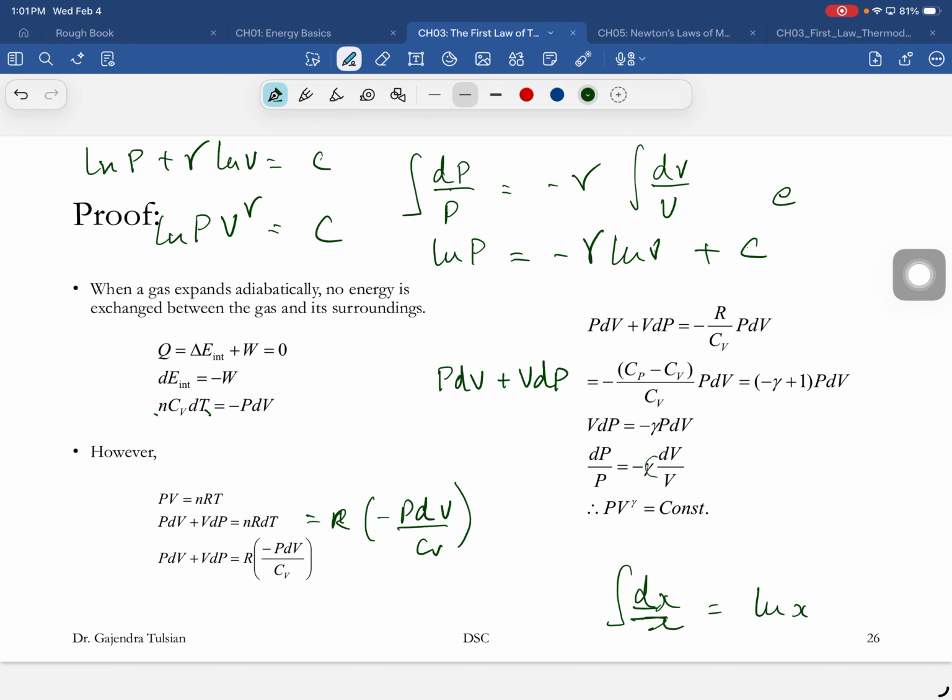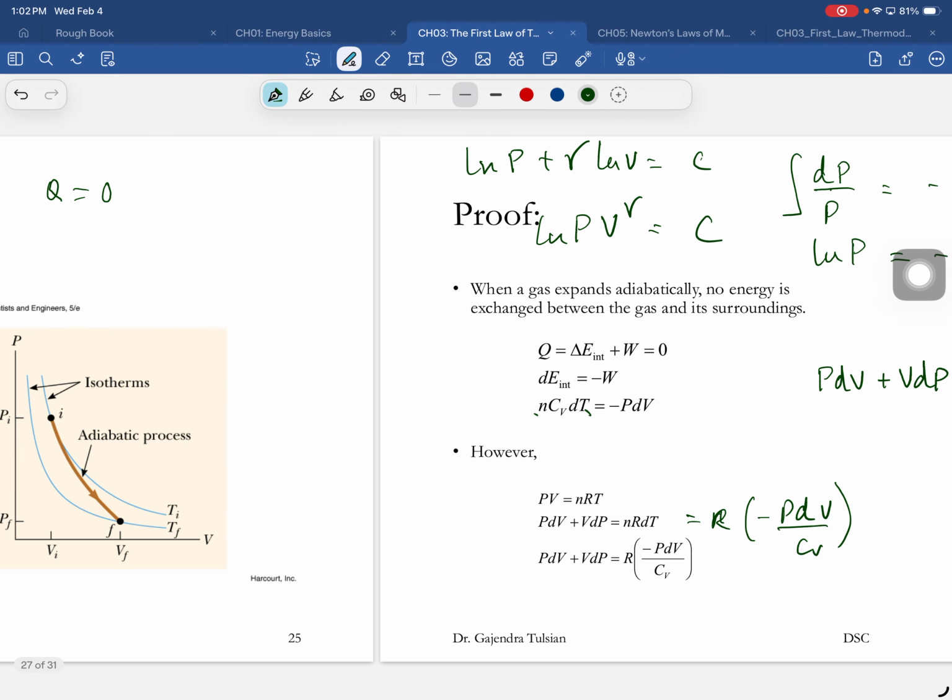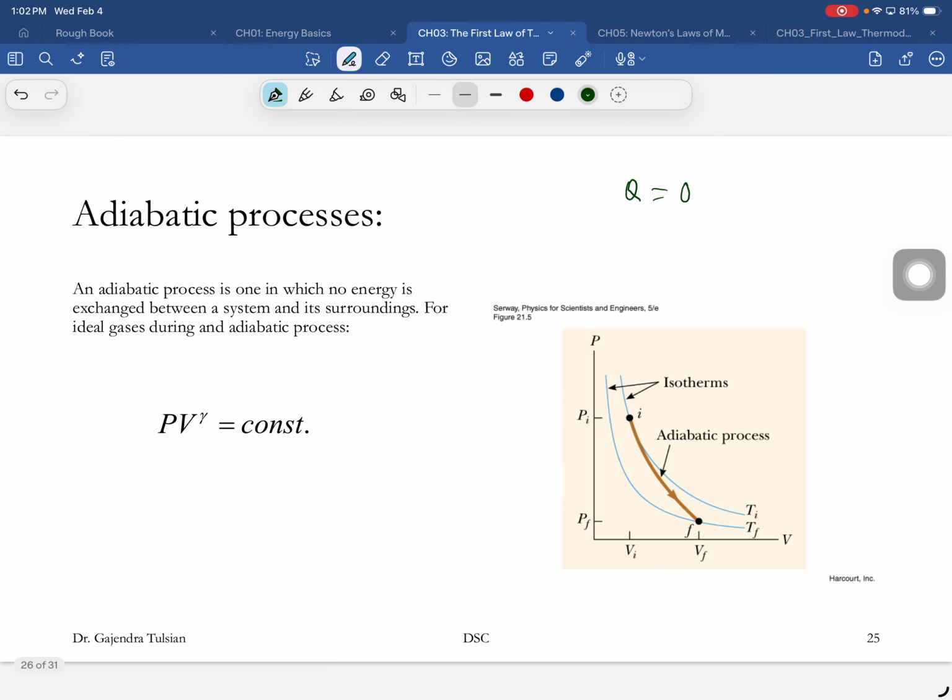and e to the power log pv to the power gamma equal to e to the power constant. So pv to the gamma is some new constant. Okay, so that's what we've shown. All right. Anyway, don't worry about it if you didn't follow the derivation.